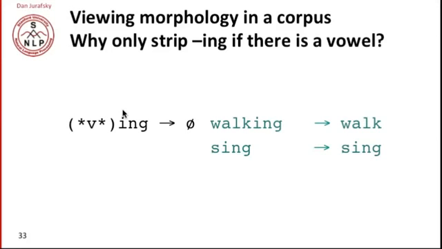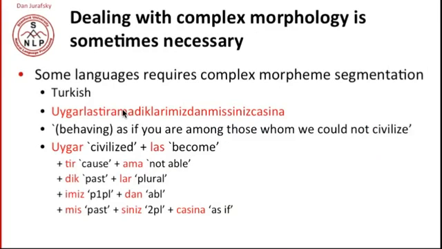So that's a simple example of morphology. It turns out that in some languages, much more complex morphology is necessary, and Turkish is the famous example of this. Here's a word in Turkish which I won't be able to pronounce for you, which means behaving as if you were among those whom we could not civilize. So I assume it's the kind of thing your mother says to you when you've been particularly naughty. And in Turkish, this is one word. It's a very long word with a lot of morphemes. We have the civilized stem, and an affix meaning to become, and an affix meaning cause, and an affix meaning not able, and so on.